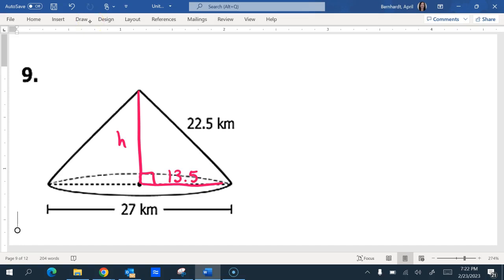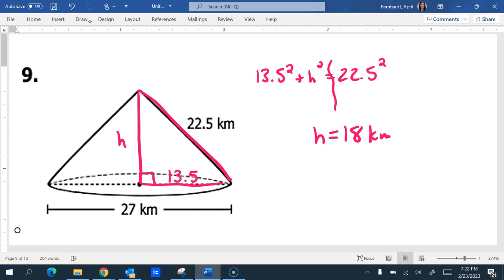So now I'm going to quickly do 13.5 squared plus that height squared equals the hypotenuse, which is that slant length right there, 22.5 squared. And then when I do that, the height ends up equaling 18 kilometers.